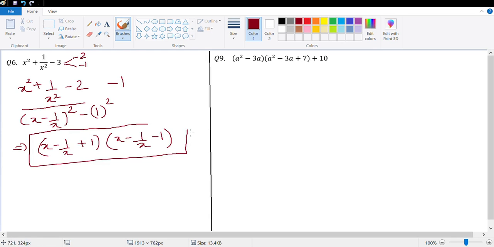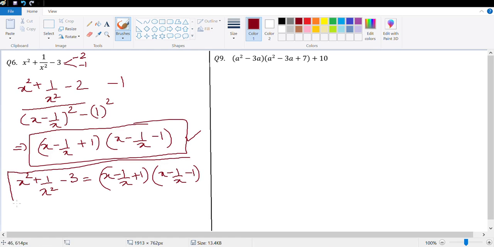That's our final answer. In a real exam, you would represent it as x square plus 1 upon x square minus 3 is equal to x minus 1 upon x plus 1 multiplied with x minus 1 upon x minus 1. So that should be your final step from the exam perspective. Let's look at question number 9.